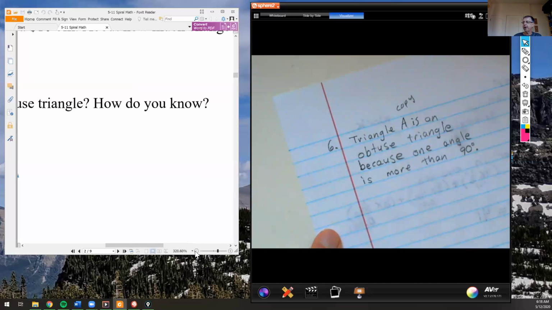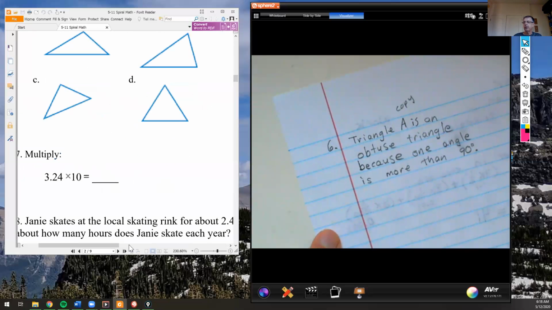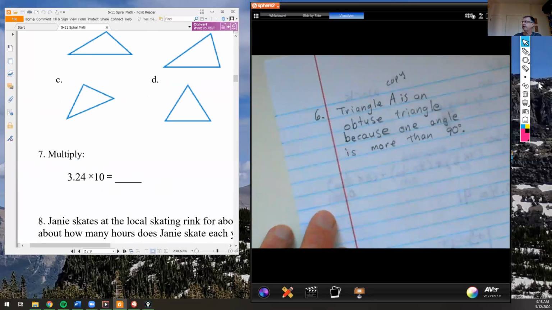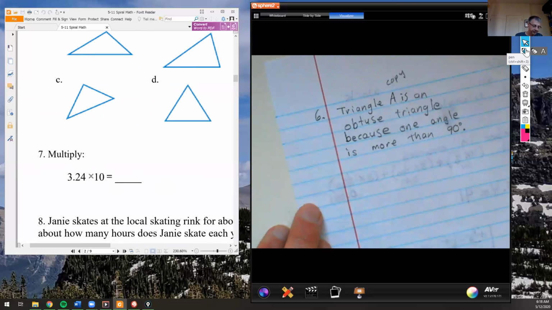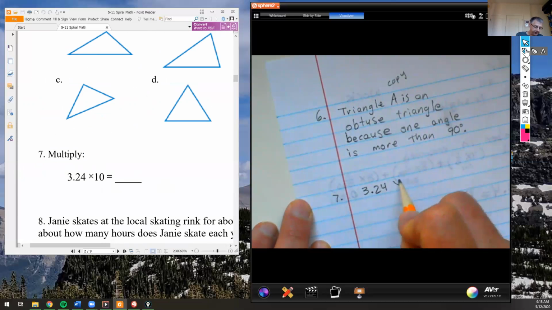All right, let's go ahead and we'll go on down to number 7 now. On number 7, we're going to be multiplying. We're going to multiply 3 24/100ths by 10. So I'll put my expression right here, 3 24/100ths multiplied by 10 equals.